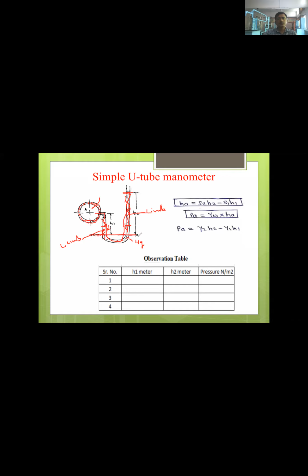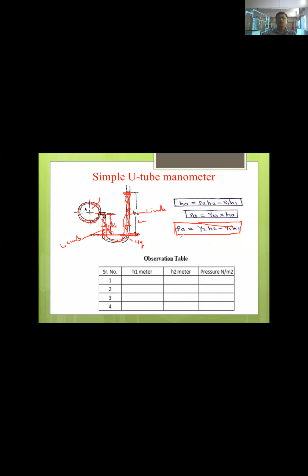In the limb or on the side where the mercury level is lowest, in this case this is the mercury level, that will be considered as the datum, and from this datum this height is calculated. So this one is called h1, and this rise in mercury level here is called h2. So we have to calculate these two, h1 and h2.